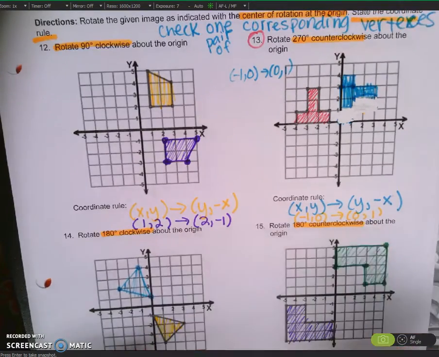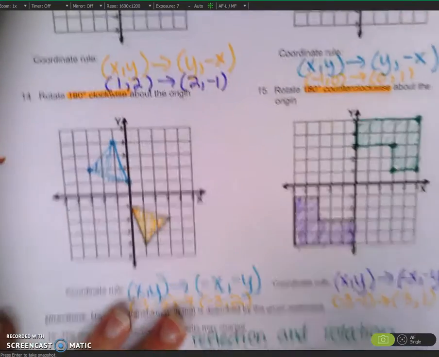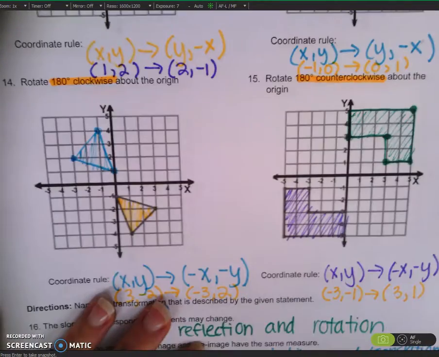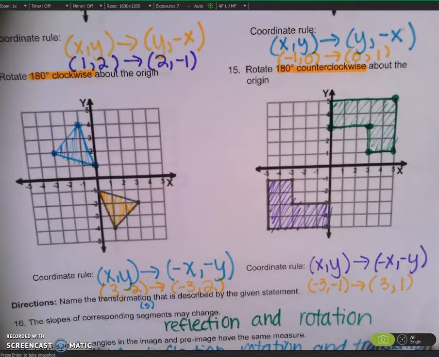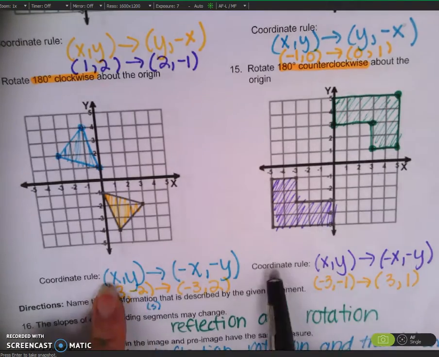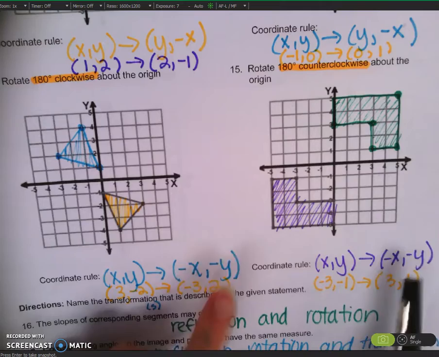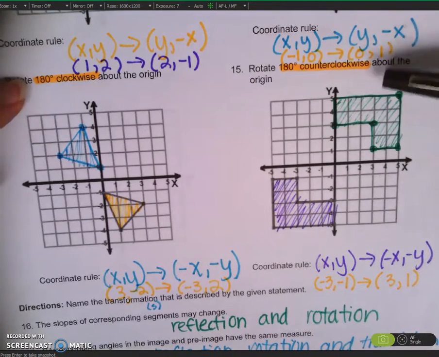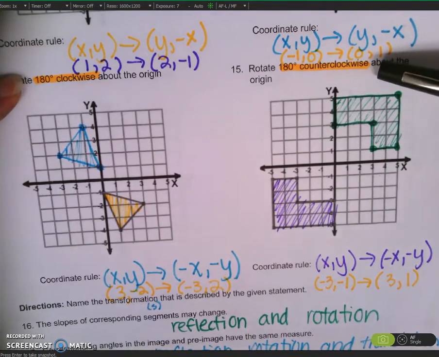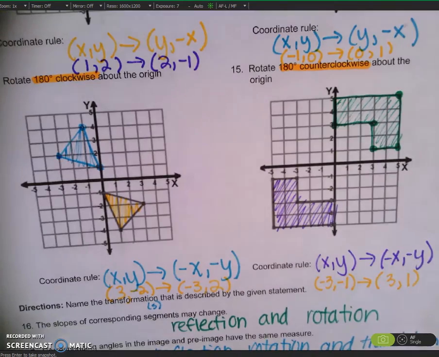0, 1. Wonderful. Moving on to 14 and 15, your images should look similar to this. And they also have the same coordinate rule of x, y being mapped to negative x, negative y. Because a 180-degree rotation, the direction does not affect.